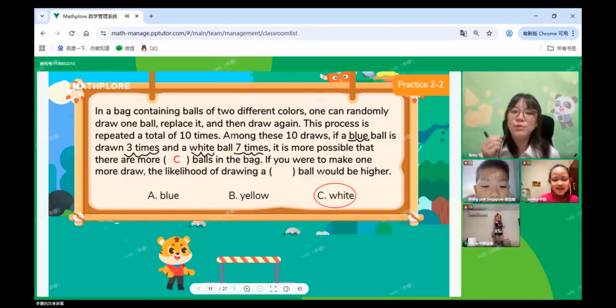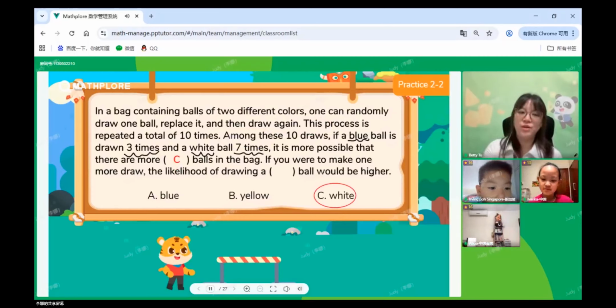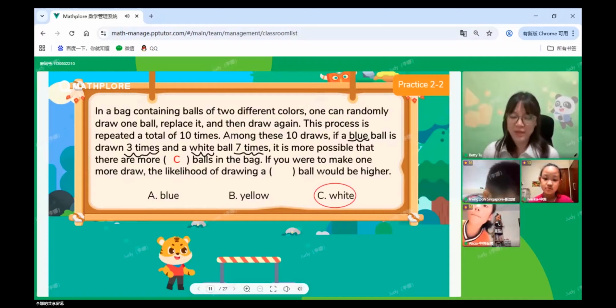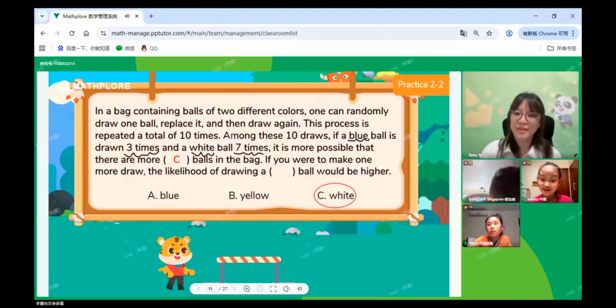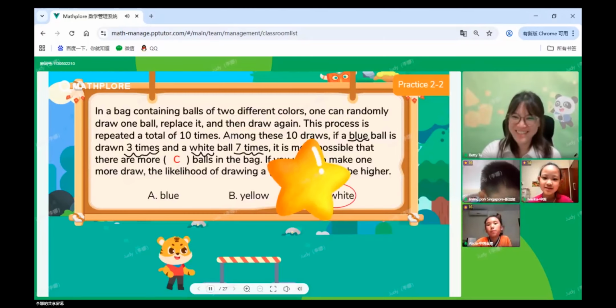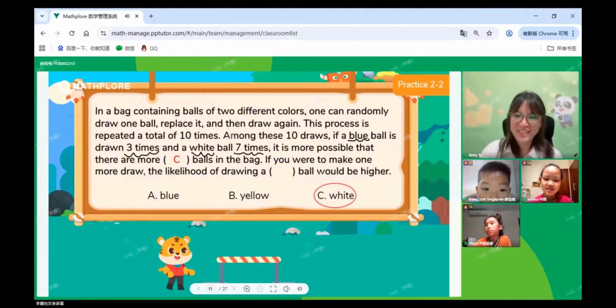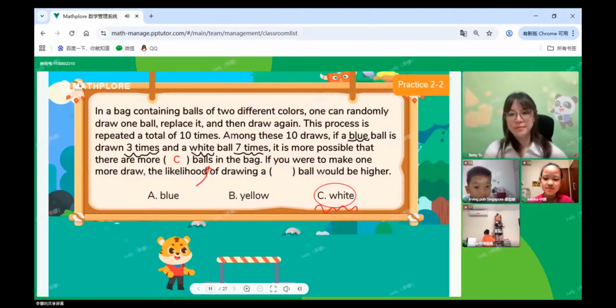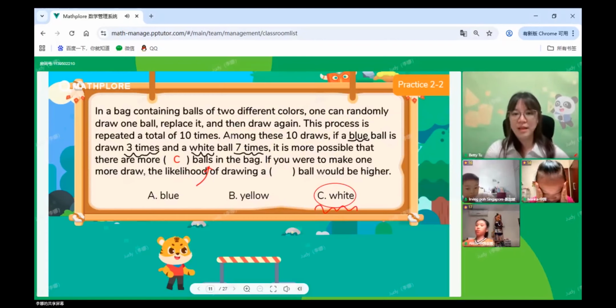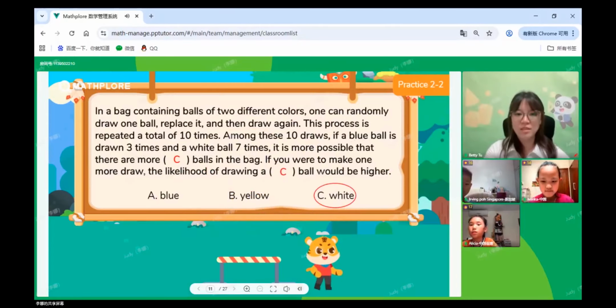All right, so if you were to make one more draw, the likelihood of drawing which one would be higher? The white. The likelihood of drawing a white ball would be higher. Arvin, which one? The likelihood of which color is higher? If we have more white balls, the possibility of which one is higher? Arvin? White. Exactly, white. It depends on the quantity.